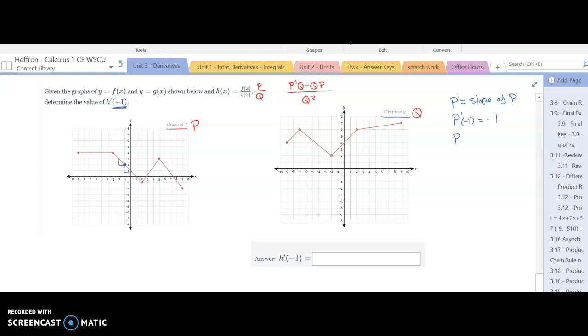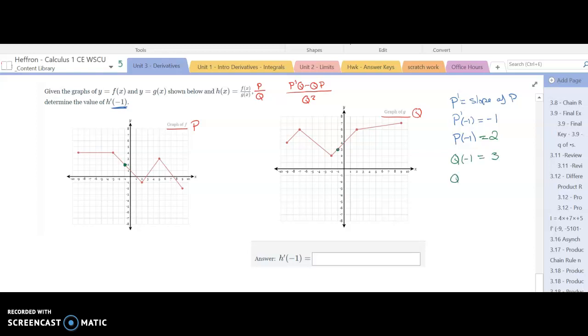We're also going to need P at -1. So let's go ahead and look. Here's the dot right here. P at -1 is 2. So that's a 2. Q at -1. Now we'll look at the G graph. Well, that's right here. That's 3.